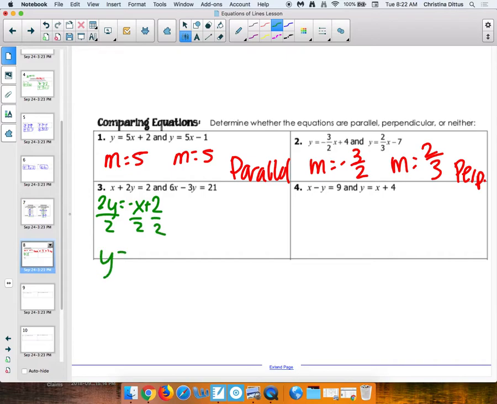So we should get y equals negative 1/2 x plus 1. Now that I'm in slope intercept form, what's my slope? Negative 1/2.